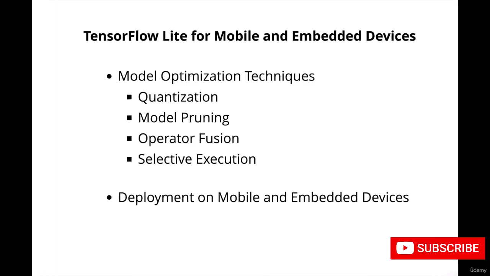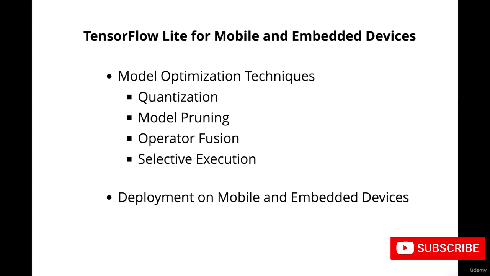Third one is model optimization techniques. TensorFlow Lite provides various optimization techniques to reduce the size and improve the performance of TensorFlow Lite models for mobile and embedded deployment. These techniques include quantization: quantizing model weights and activations to lower precision, for example 8-bit integers, to reduce model size and improve inference speed.